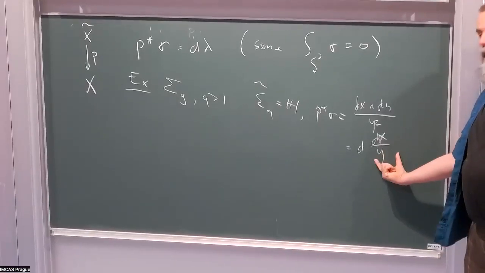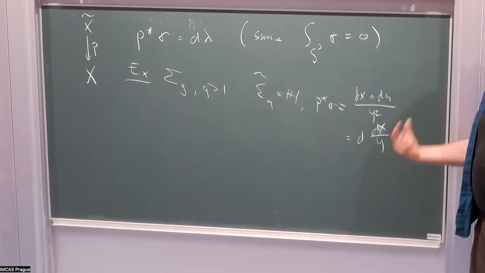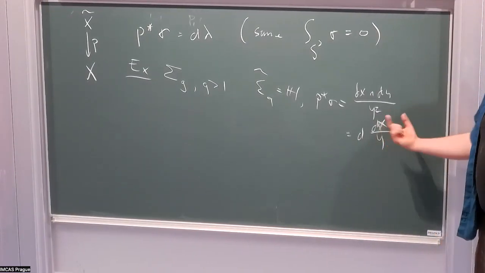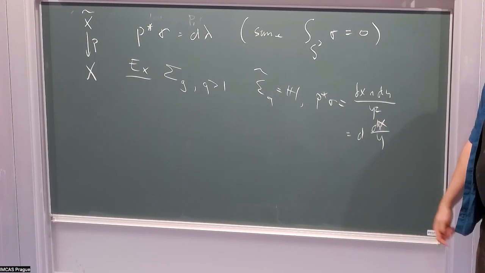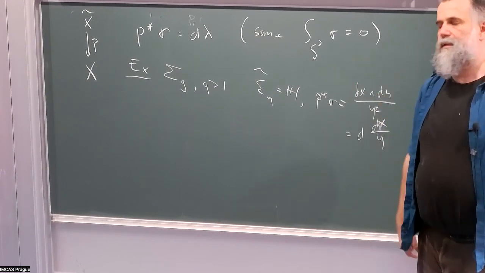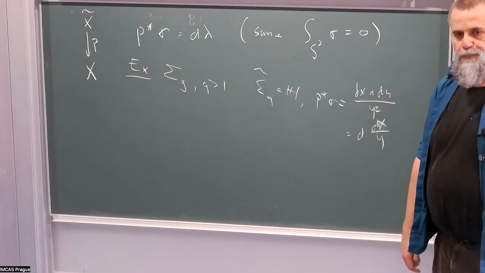And this thing, if you check with the metric, has length equal to 1. Okay, so this is a bounded primitive. It shows that homogeneous surfaces are in fact symplectically hyperbolic. Okay.